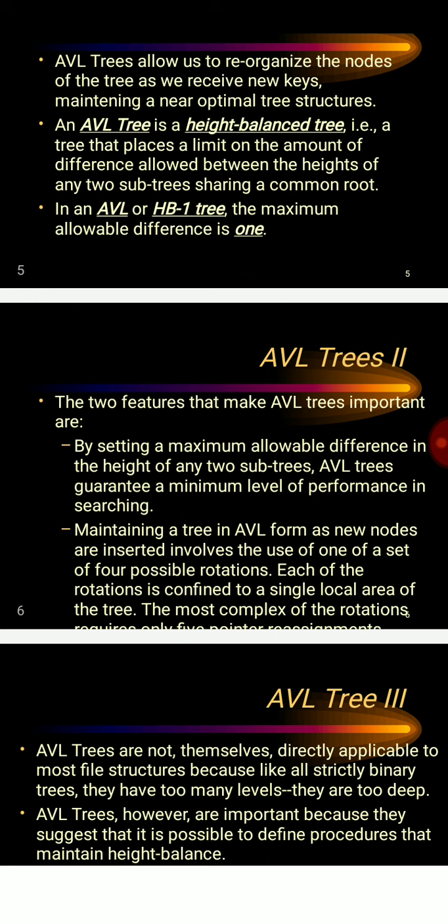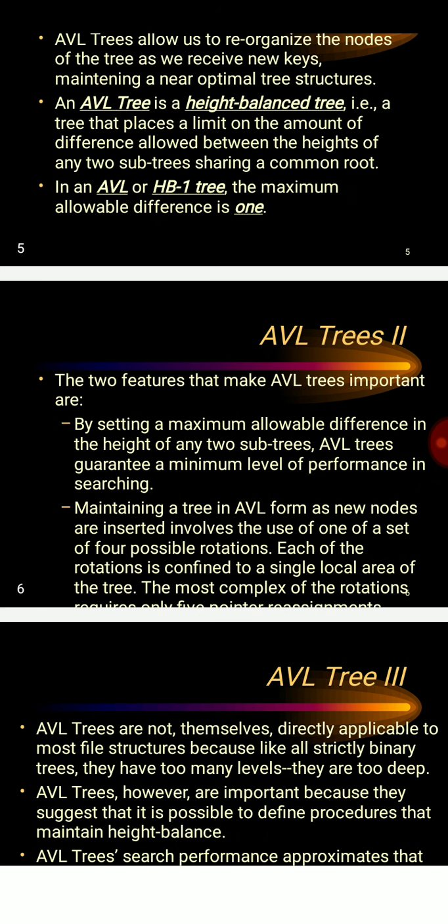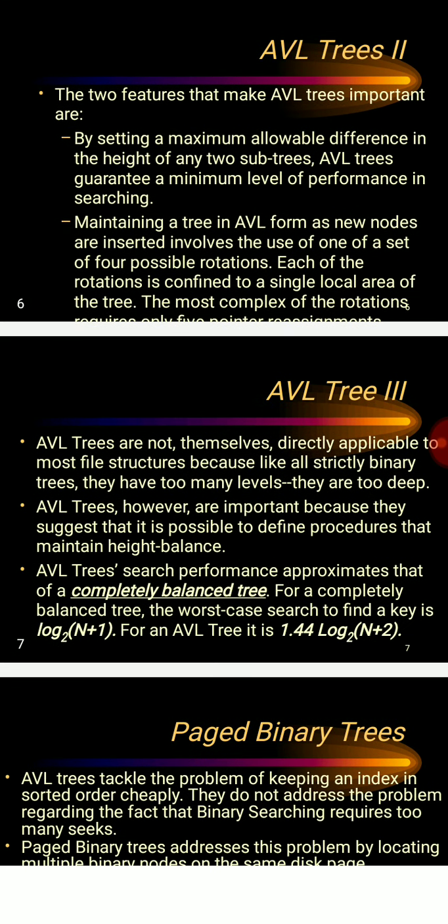Okay, next there are two major features that make the AVL tree important. It sets the maximum allowable difference, so it improves the performance. And next, it can take all four possible rotations whenever it wants. To maintain the allowable difference, it rotates in four ways, from right to left and left to right. So AVL trees are most useful for file structures. However deep the tree goes, it maintains the height balance, and it also maintains the possible rotations. Hence you can say that the AVL tree forms a completely balanced tree.